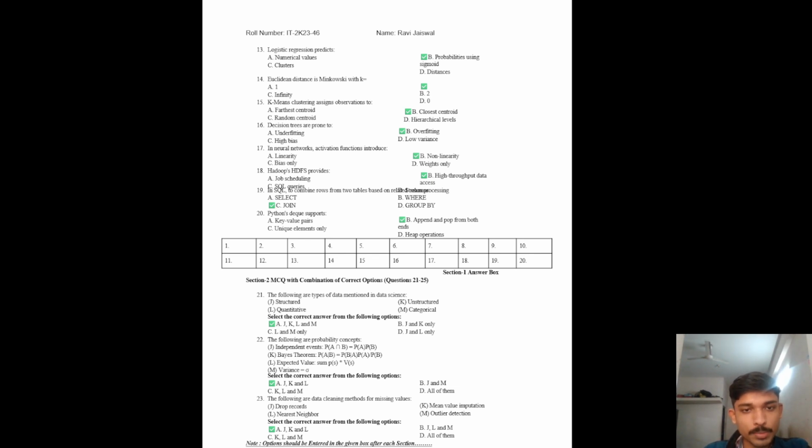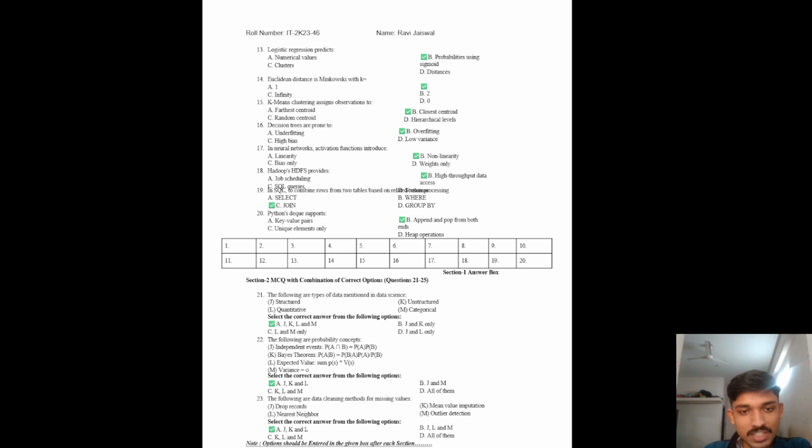And the 20th one is Python's deque supports. Deque means it is another part of queue. Queue supports insertion and deletion from one end, but deque supports insertion, insertion means append, and pop on both ends.